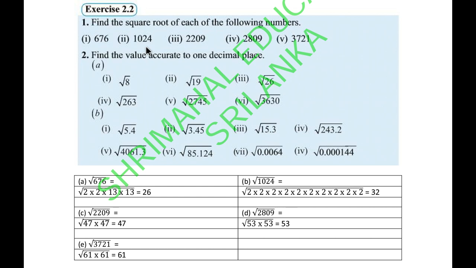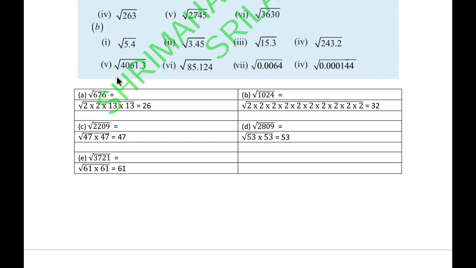So first I'll explain how to calculate square roots using prime factors. Okay. The first question is root 676. I'll write 676 in prime factors. That's 2 times 2 times 13 times 13. You need to consider half of the numbers when they repeat, so I consider 2 and 13. That's 26.